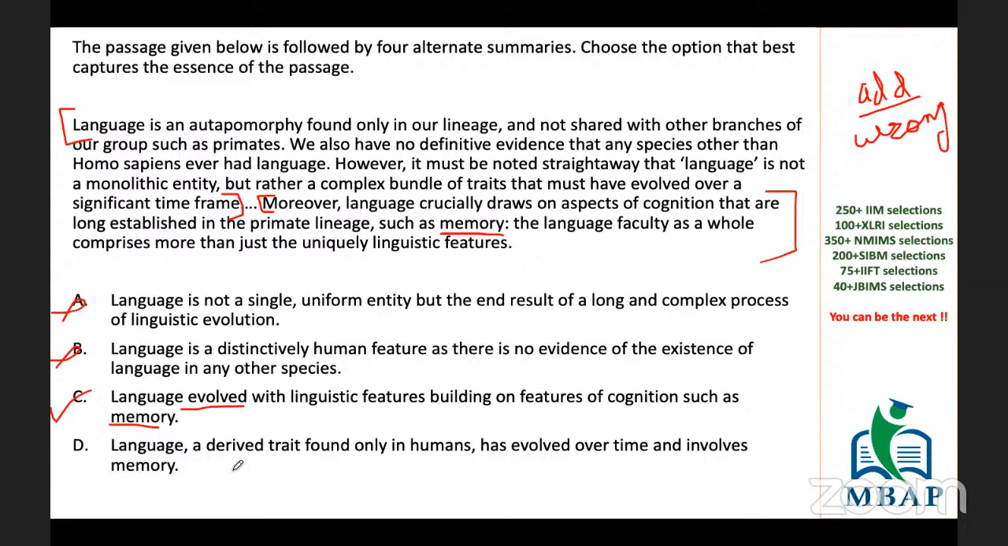D says language a derived trait found only... I need not even go further; I'm not going to read the entire sentence. Why? It says derived. It isn't derived, because language is not a derived trait, but instead an evolutionary one built over a significant time frame. That's what is given here. Evolution and derived are two different things. Evolution takes time, whereas it is not a derived trait. So this one contains wrong information.